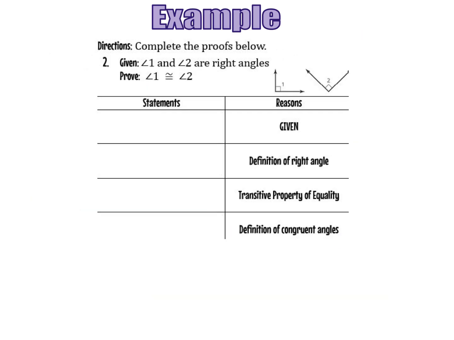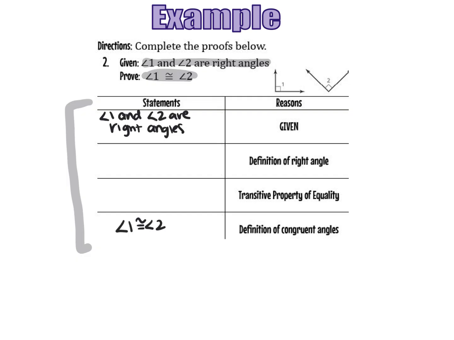Okay, before we jump into this proof, which says, given angle 1 and angle 2 are right angles, prove angle 1 is congruent to angle 2, what I want you to do is look down at the statements column. There should be two things that you can fill in. I want you to go ahead and pause the video and fill in those two things, and then unpause the video and check in with me. And there we are. We should be able to fill in the two pieces of information that are given.